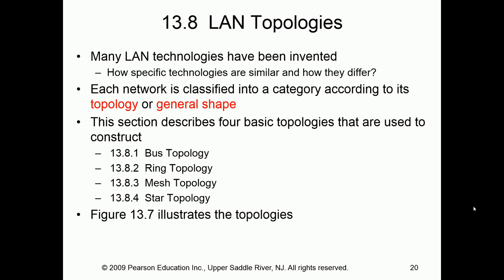So a bus is like a straight line. A ring is a ring. A star, everything connects to a centralized device. Lastly, which I know is the third one, not the last one, but I like to do mesh last. Mesh actually is all devices connected to all other devices. Then there might be a subcategory of mesh called a partial mesh. That's where some devices are connected to all other devices, but not necessarily all devices have to be.